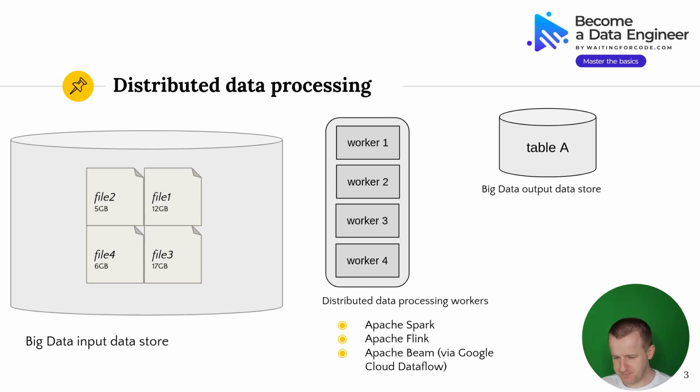And among the examples of distributed data processing frameworks, I have already mentioned them in the Who Is a Data Engineer lesson. But anyway, let me just recall that we have Apache Spark, Apache Flink, and Apache Beam via Google Cloud Dataflow, because remember, Apache Beam is just an API that can be plugged on different runtime backends.